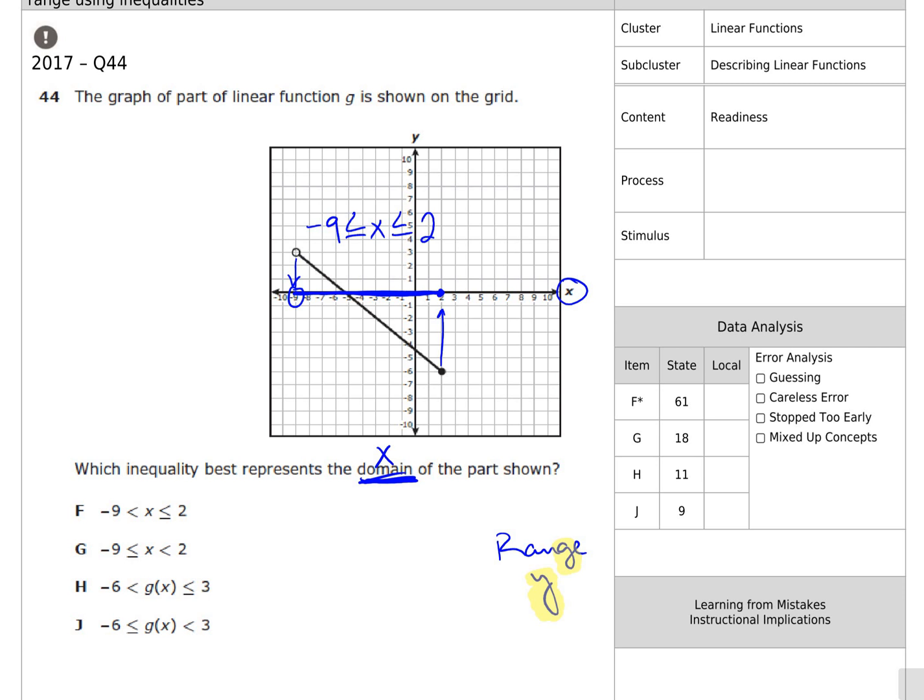Now, we use less than or equal to because it's a closed circle here. What should this symbol be because it's an open circle? It is not shaded in. Well, since it's not shaded in, it should not have the equal to signal underneath it. We know the answer is F.